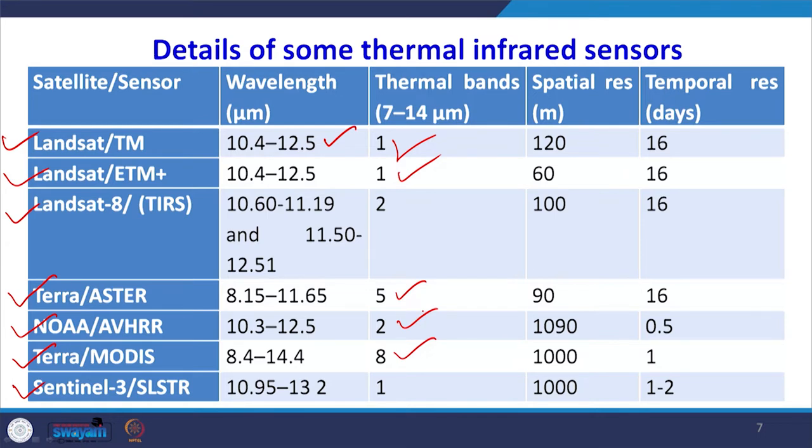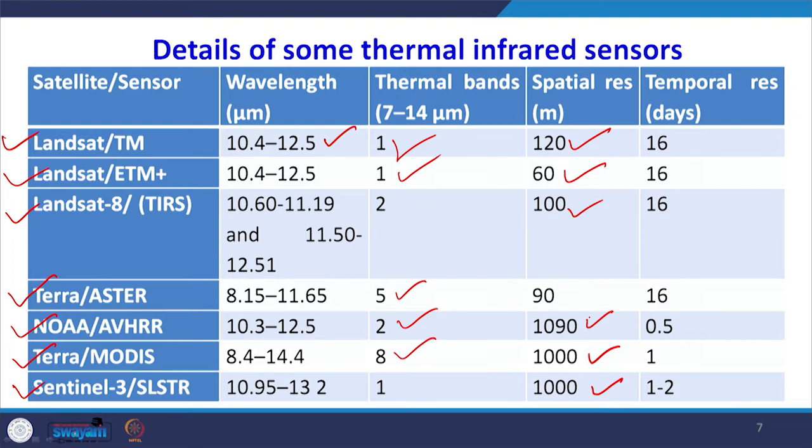If we are talking of resolution, we are getting a medium resolution from some of the satellites. From Landsat, we are getting 120 meter or 60 meter spatial resolution, and Landsat 8 is giving us 100 meter resolution. But for MODIS, where we have 8 spectral bands, the resolution is 1000 meters, of the order of a 1 kilometer pixel size. Similarly, Sentinel 3 will give us one kilometer, and AVHRR will give 1 kilometer.